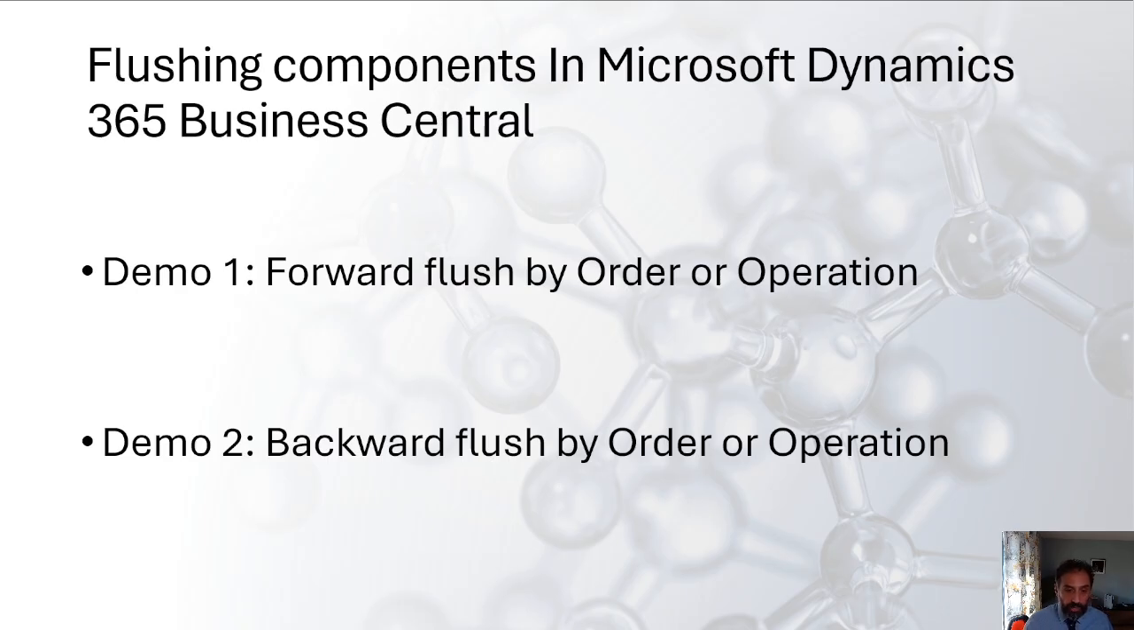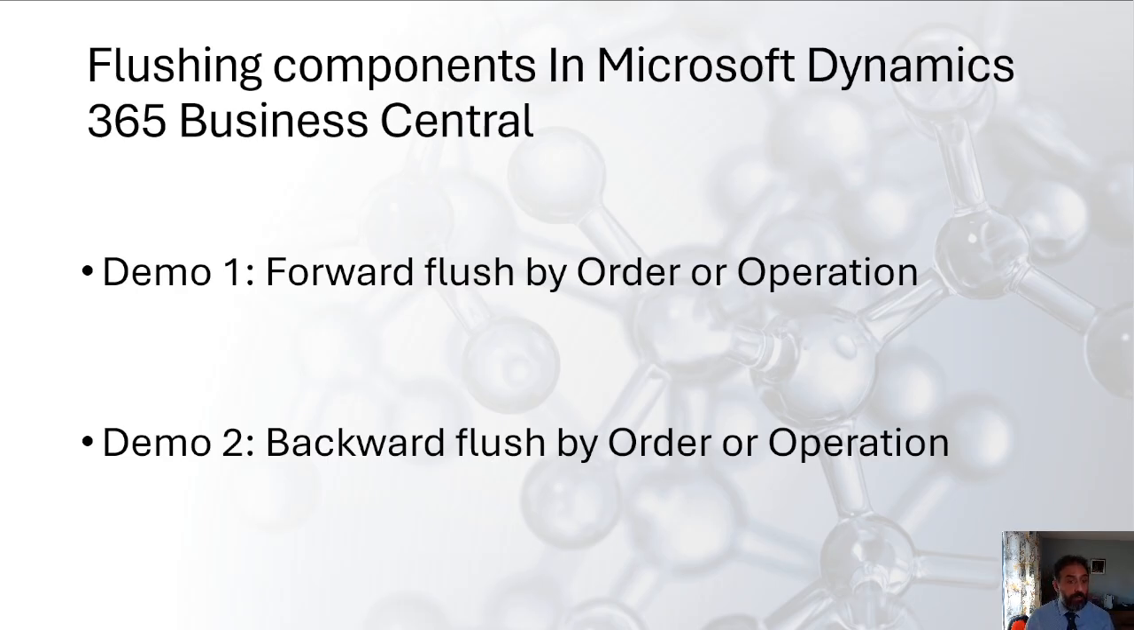Joey asks: since the flushing method is backward, why don't you create a released production order directly? It's not mandatory to create a firm planned order, then change it to released. Is that right? It's correct, Joey. Thanks for that point. It's not necessary to start from a firm planned production order.